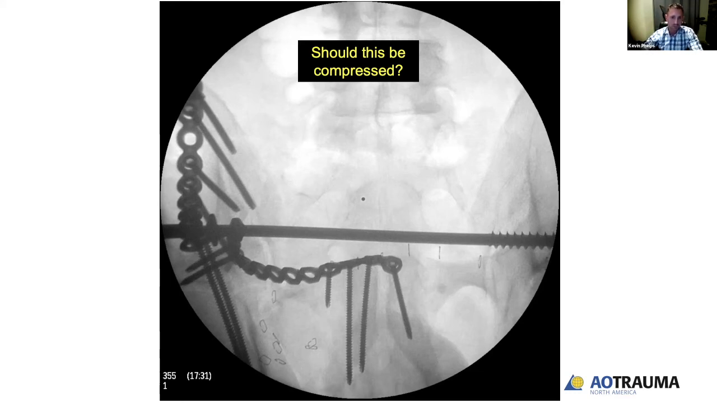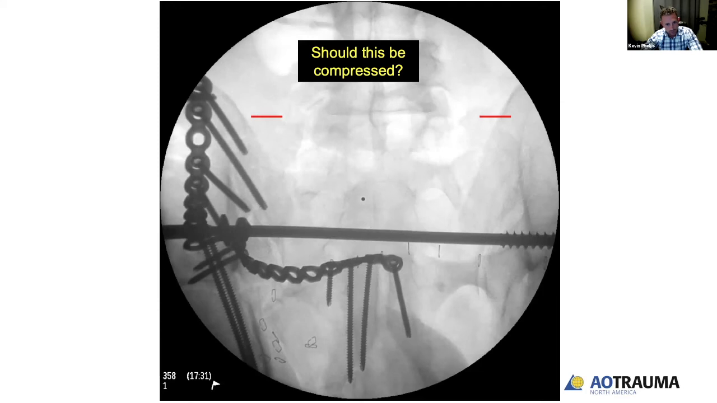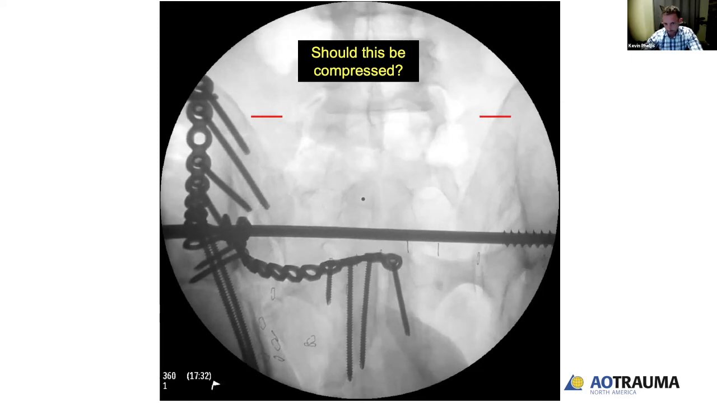I put in a partially threaded transiliac transsacral screw here, and I did end up compressing through this fracture, but I'm curious as to what other people's thoughts are on something like that. Why don't we hear from John and then from Mike Stover on compressing sacral fractures with a closed reduction.